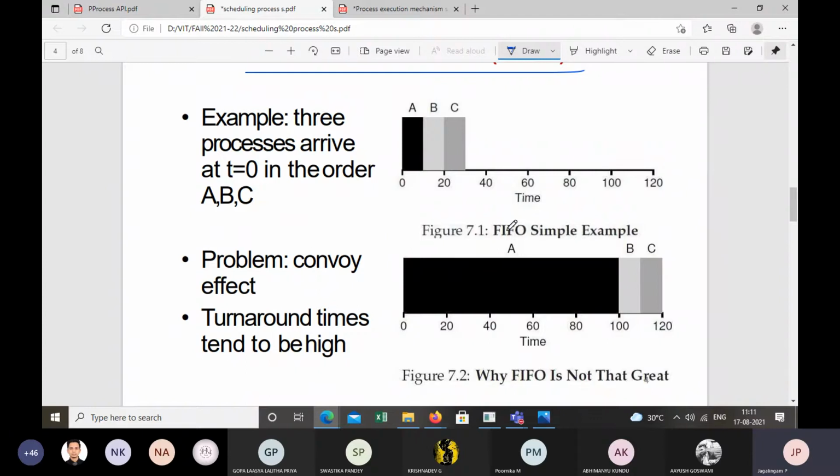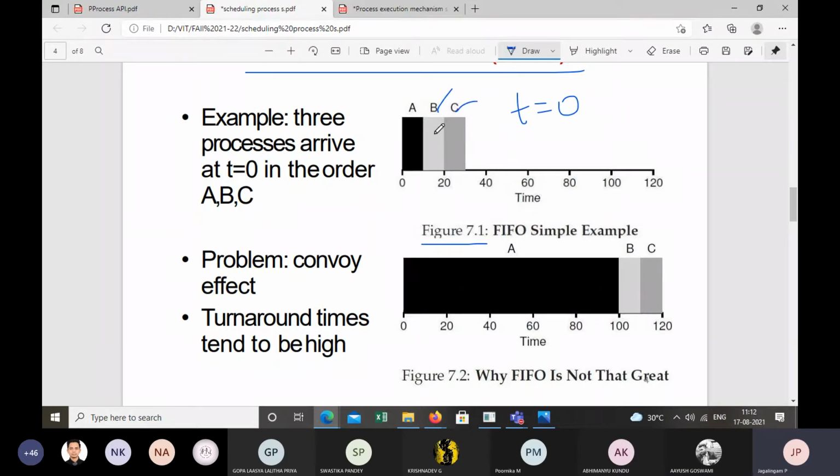All right. Now if you look at figure 7.1, suppose we have three processes A, B, C that arrived in the system at time t equal to 0, in the order A, B, C. If you look at this timeline figure, it shows that process A is running, followed by process B and then process C.